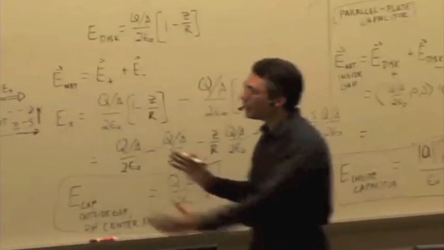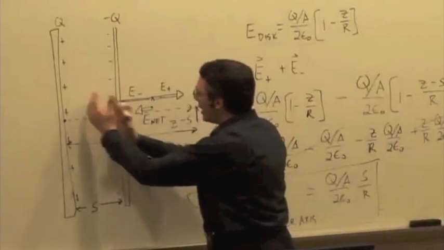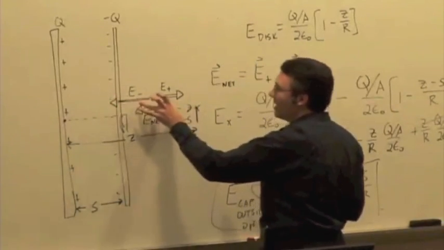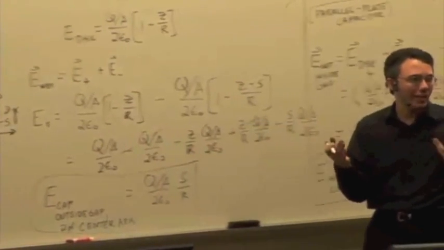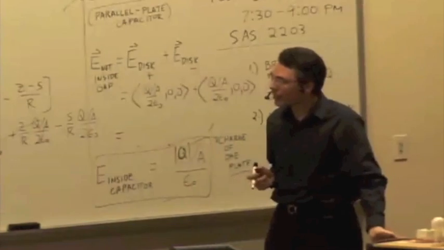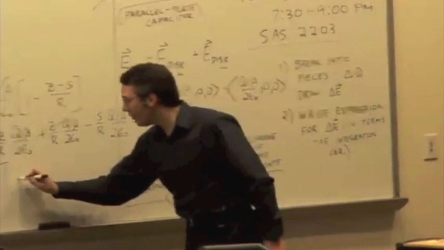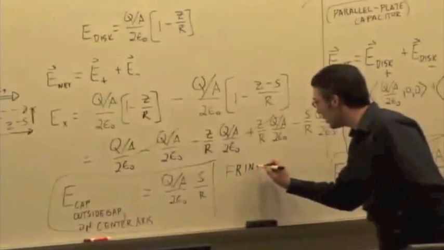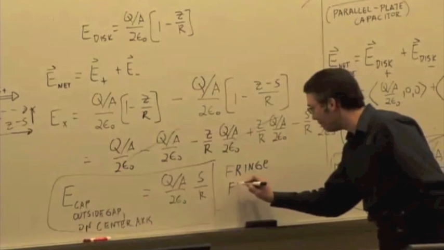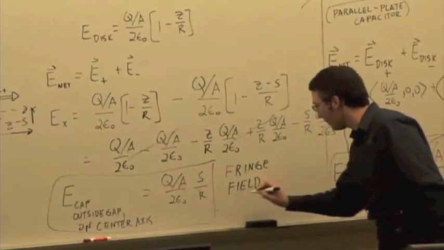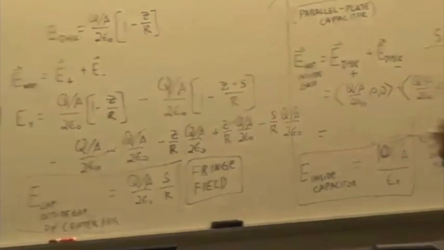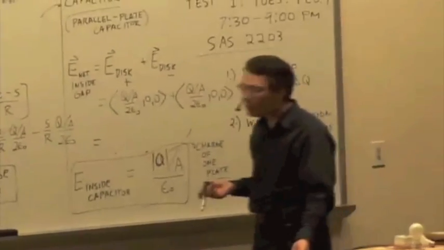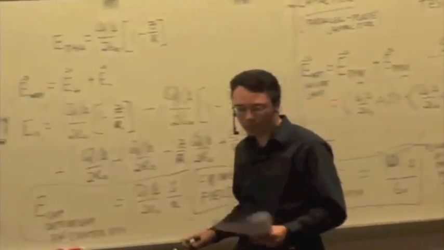Okay, if I squeeze these two plates together, that S gets smaller and smaller. These fields get closer to looking more identical to each other, and this gets closer and closer to 0. This thing is called the fringe field of a capacitor. So it's the field outside of that gap. It just has a special name, and we'll be using that occasionally through the semester as well.